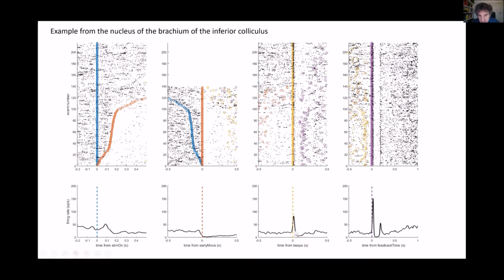beep time. You can see a very clear response to the beep, and you can also see a very clear response to the reward delivery. And this is presumably the click clack of the reward delivery valve that's causing this response.